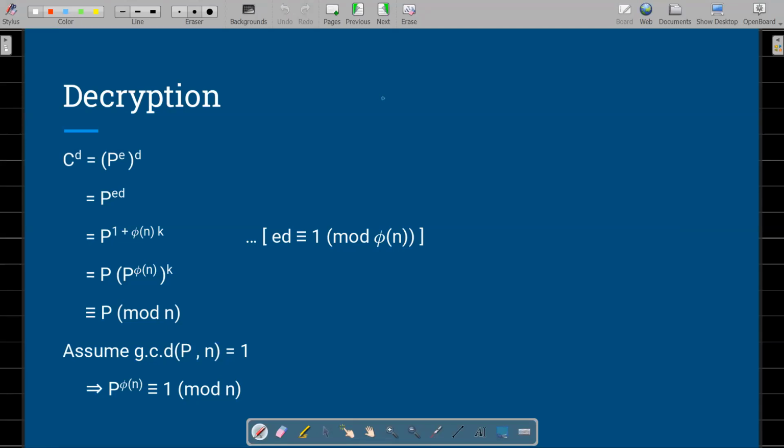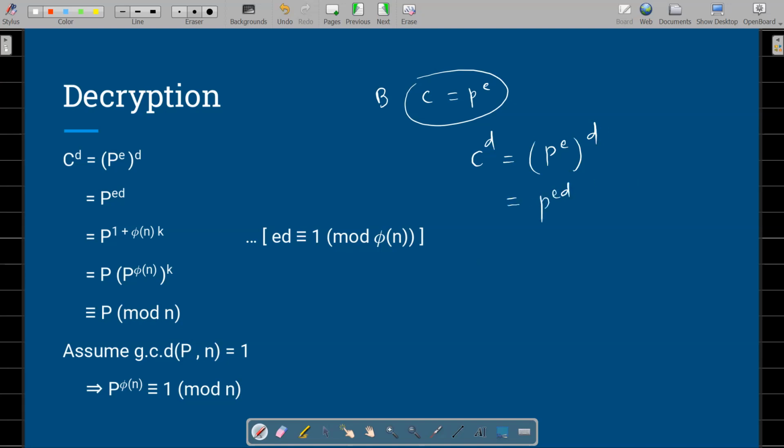So B has that C, which is P raised to E. And B wants to get back the message P, the plain text. So what B does is take C raised to D. And what is C basically? P raised to E. So P raised to E raised to D, so that is P raised to ED.